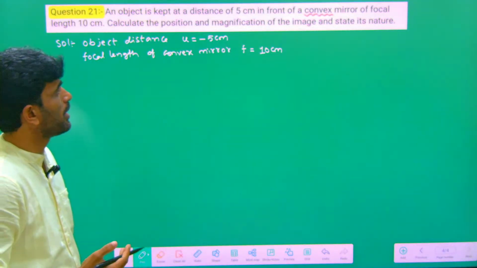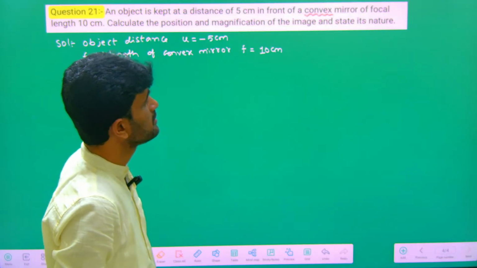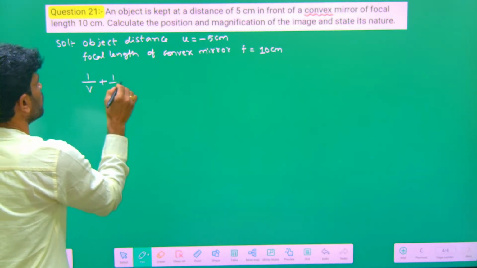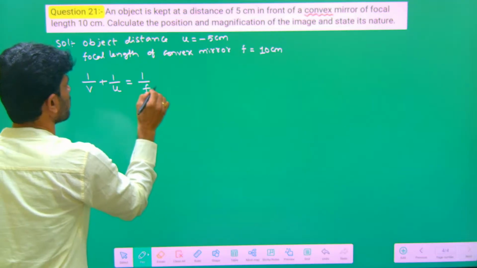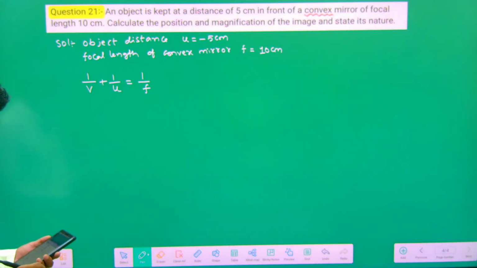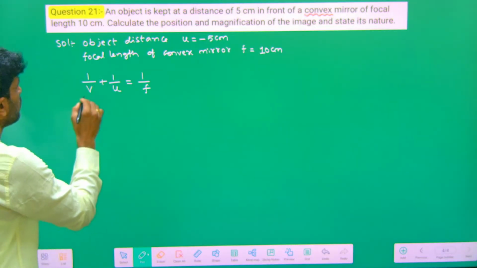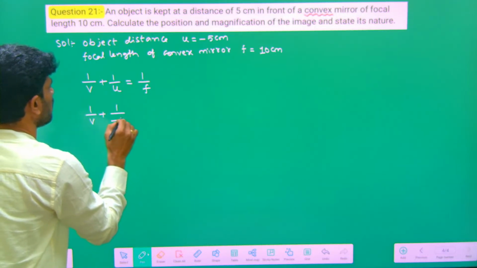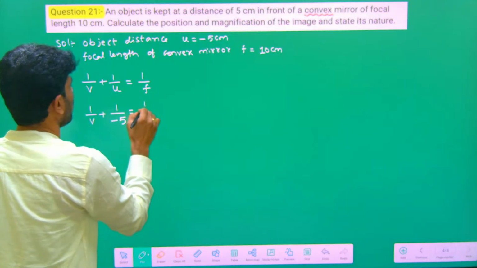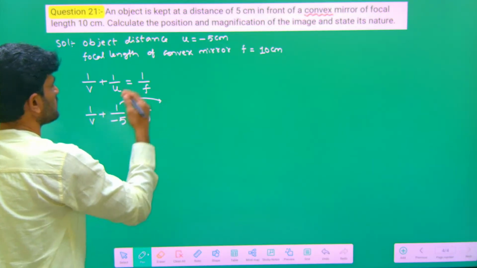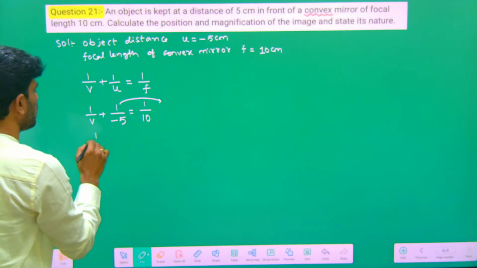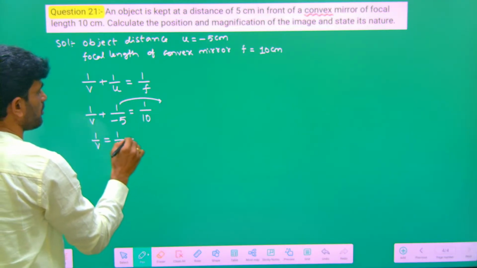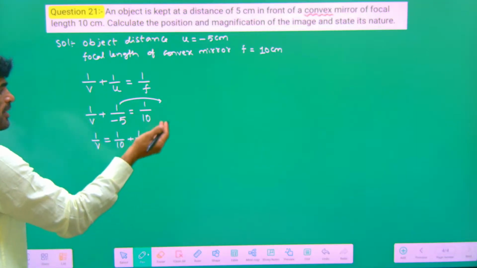Now we have to find the position, magnification, and nature of the image, all three. So we will write the formula 1 by v plus 1 by u is equal to 1 by f. Now let us substitute. 1 by v plus 1 by minus 5 is equal to 1 by 10. So transposing that side, we get 1 by v is equal to 1 by 10, and after sending that side it will become plus 1 by 5. 1 by 10 plus 1 by 5.